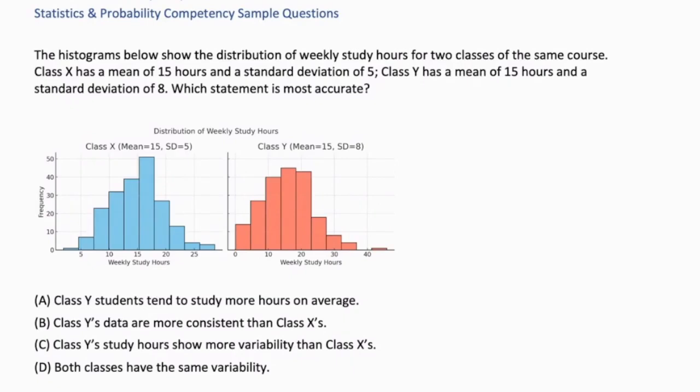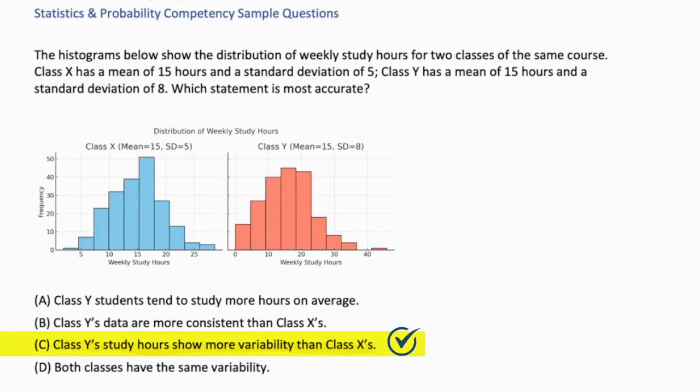We're going to walk through the process of elimination. A. Class Y students tend to study more hours on average. This is incorrect. Both classes have the same mean of 15 hours, so the average is the same. B. Class Y's data are more consistent than Class X is incorrect. Higher standard deviation, 8 versus 5, means Class Y is less consistent, not more. D. Both classes have the same variability. This is incorrect. Standard deviations are different, 5 versus 8, so the variability is not the same.